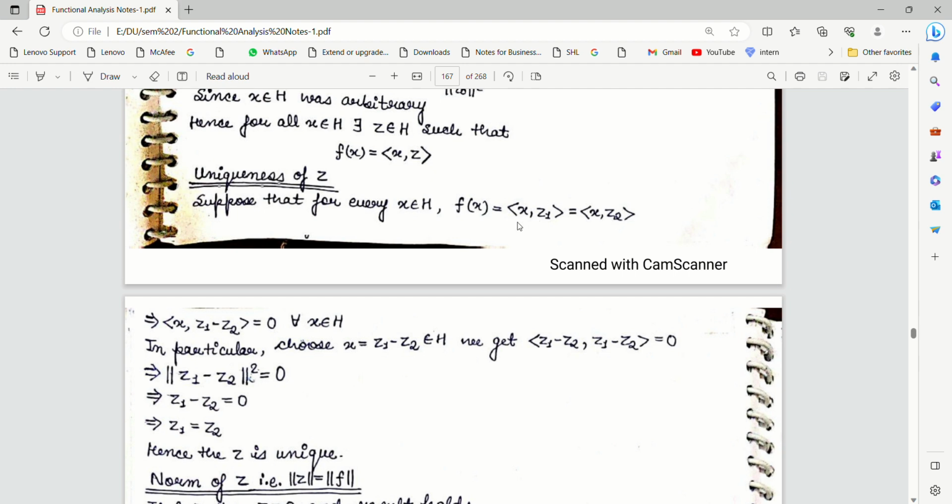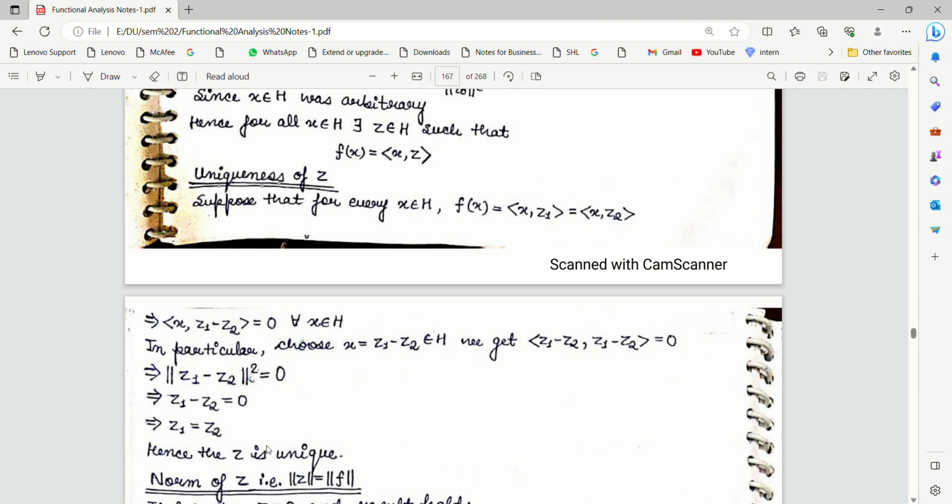So if these quantities are equal, we can take it to the LHS. Then by the property of inner product space, inner product of x comma z1 minus z2 is equal to 0. If we expand it, it will become this quantity. If we put x equal to z1 minus z2 itself, in particular choose x equal to z1 minus z2 belongs to H, this will become the norm squared, that is, norm of z1 minus z2 whole square is equal to 0. We know that norm of a quantity is equal to 0 if and only if that quantity itself equals 0. So z1 minus z2 is equal to 0, then z1 equals z2.